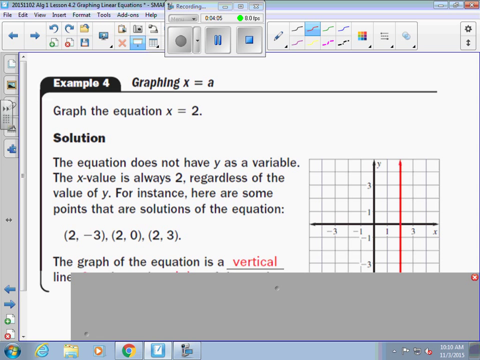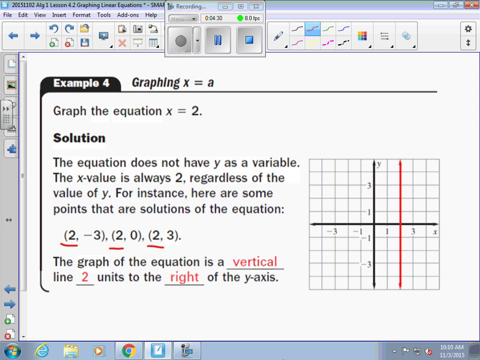The next example is graphing x equals something. Just like on example 3, this one only has one variable, x equals 2. All of your x values are 2, which makes all 3 of them solutions to the equation. If you plugged in 2, you get a true statement. So it's going to be a vertical line, and it'll be 2 units to the right of the axis, because this point 2, -3 is here, this point 2, 0 is there, and 2, +3 is there. It's 2 no matter where your y value is.